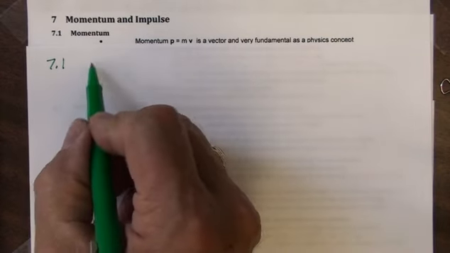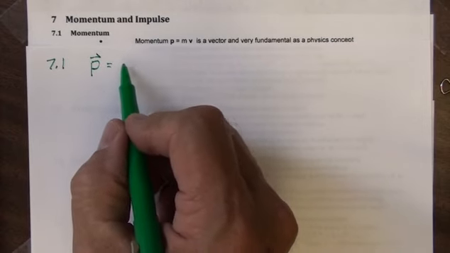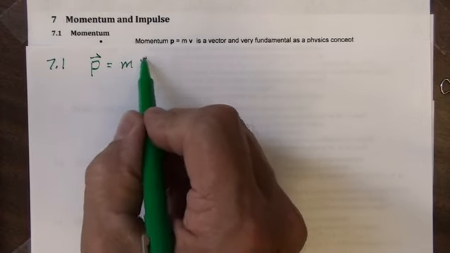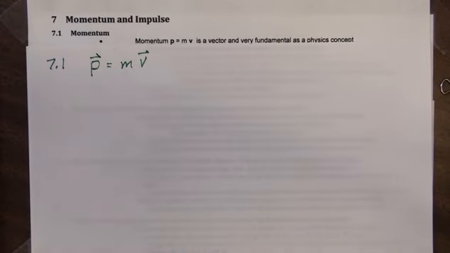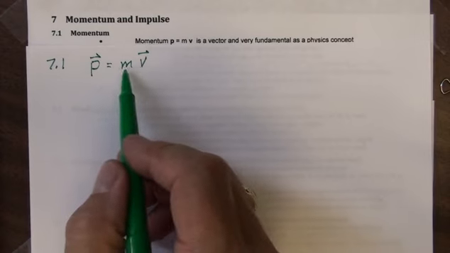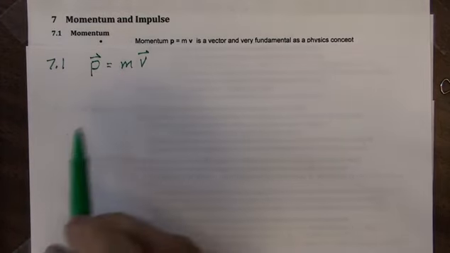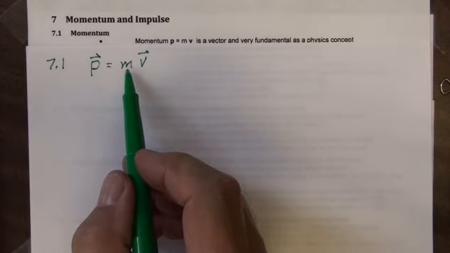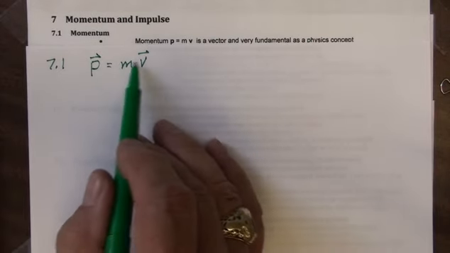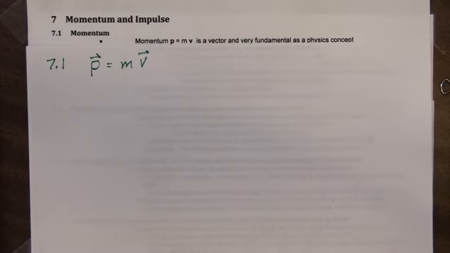Momentum is defined, we use the symbol P for momentum almost always, as the mass of an object times its velocity. And it's a vector because it's going to point the same direction as the velocity but be proportional to the mass. And of course, with respect to a photon, although it has no mass, there's still another definition of momentum that works for the photon just as well. This is a very fundamental concept.